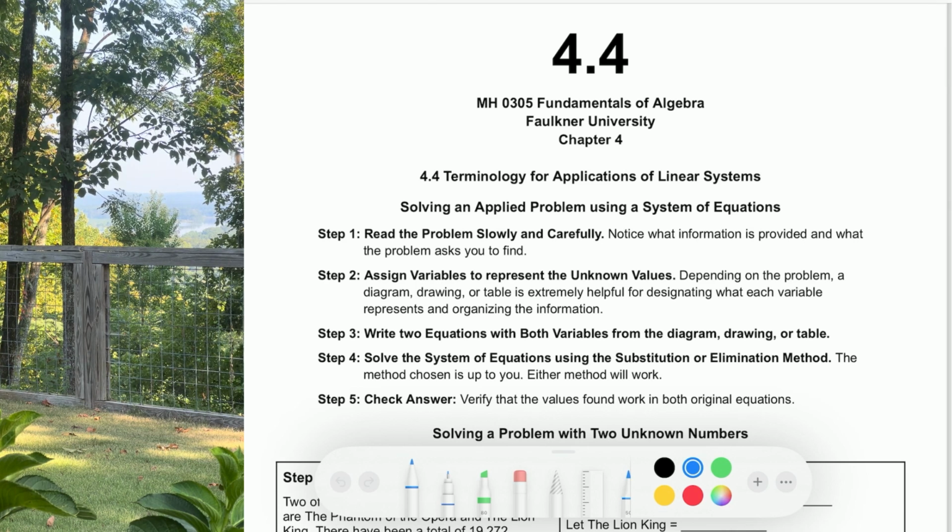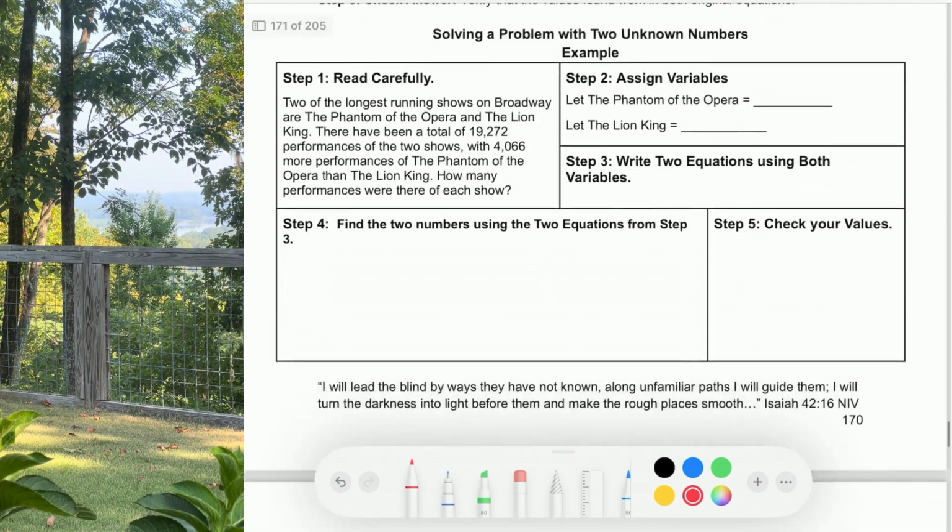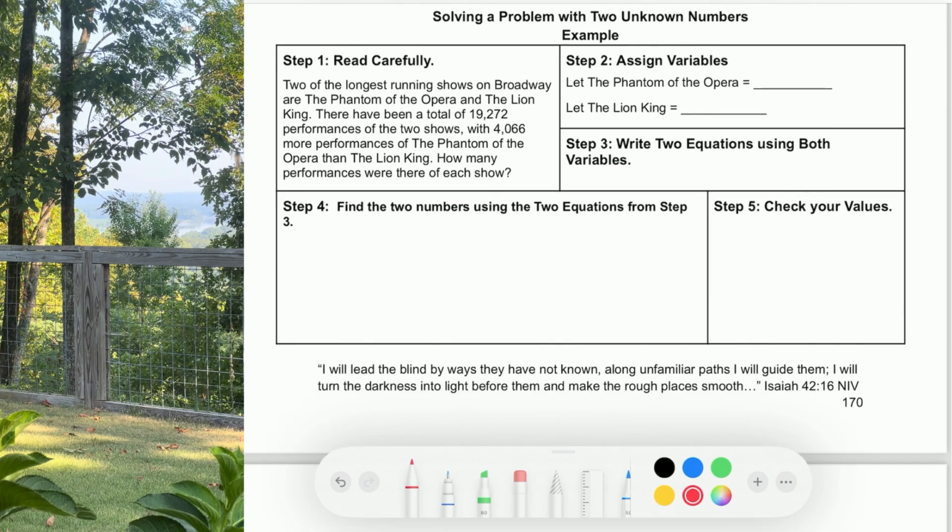Step 4, solve the system of equations using the substitution or, that word is important, the word or elimination method. The method chosen is up to you. Either method will work. Step 5, check your answer and verify that the values found work in both original equations. So we're going to be focusing on word problems in this section.